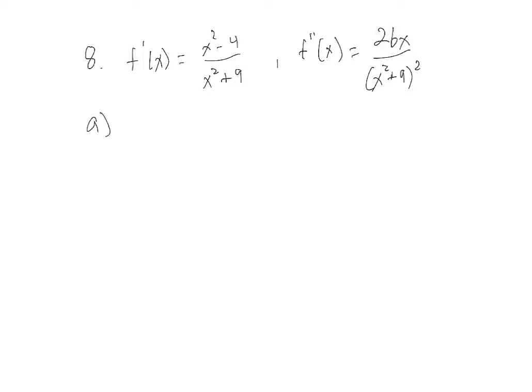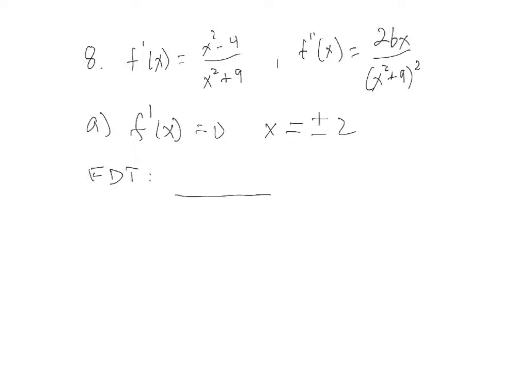Well, the candidates are the values that make the derivative 0. You can write that equation out, but it should be obvious. Plus or minus 2 are the candidates. And now we need to know, is there really an extreme value there? We can use the first derivative test or the second. I'll do both. First, the first derivative test.